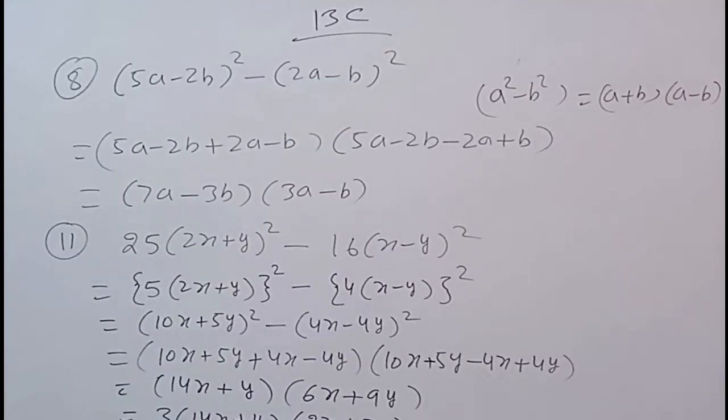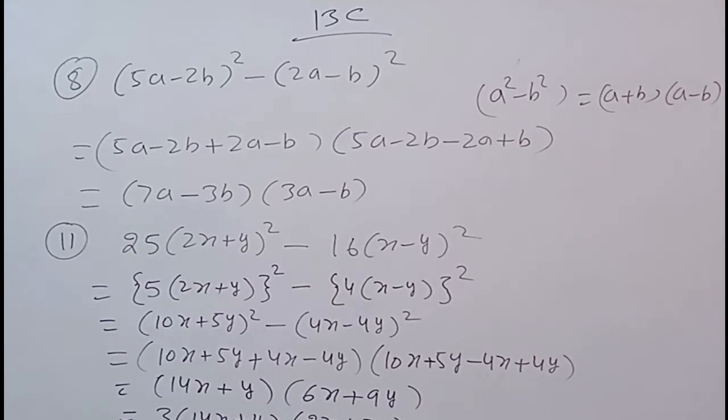Children, I am taking question number 8, exercise 13C. (5a minus 2b)² minus (2a minus b)². Use the formula a² minus b² equals (a plus b)(a minus b). We have (5a minus 2b plus 2a minus b) and (5a minus 2b minus 2a plus b). Now solving and collecting the like terms, we get 7a minus 3b in the first bracket and 3a minus b in the second bracket. So in that manner you will do question number 8.